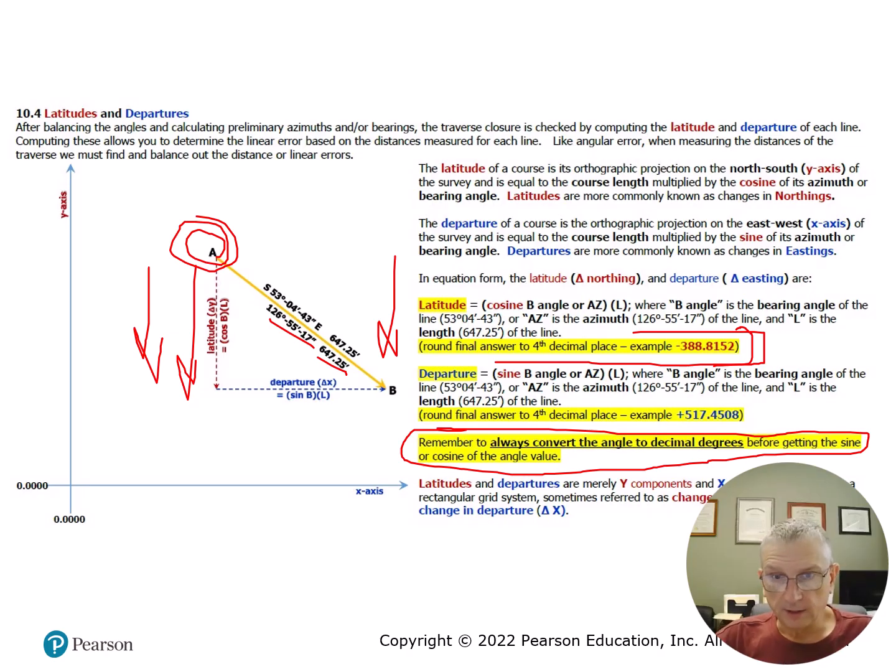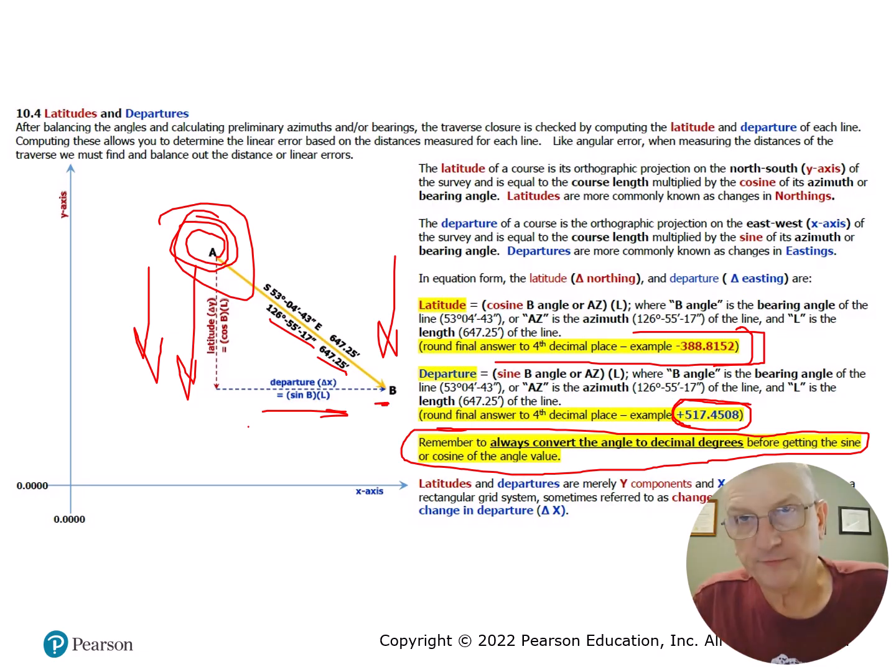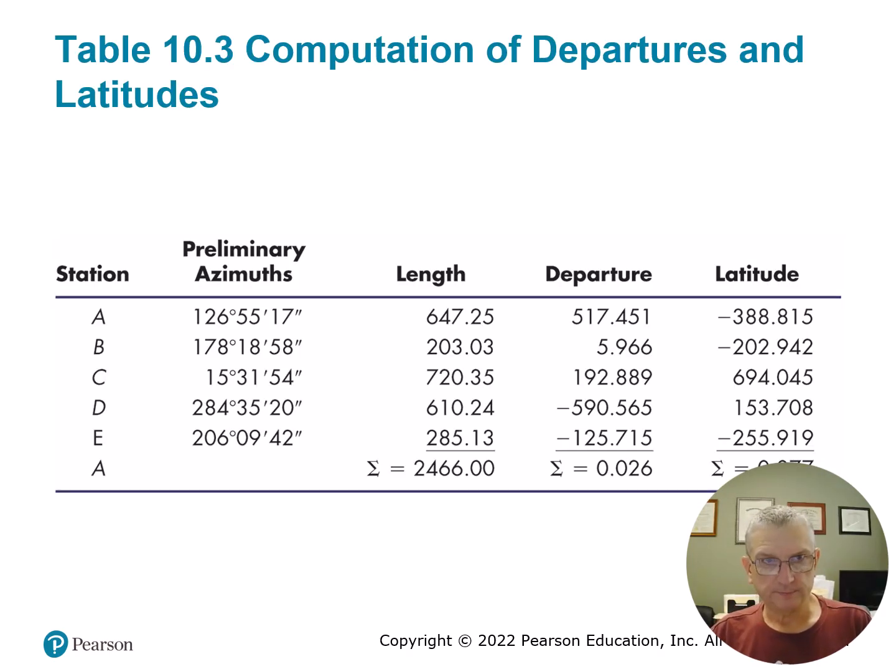The departure, you take the sine of the azimuth times 647.25, and your departure is a positive 517.458. So you've come out to the east 517.458. You've come south 388.8152. So if you have a coordinate of A, the coordinate values, you subtract the latitude, add the departure to the easting, and that gives you coordinates on B. Whether that's computed, or actually it's going to be raw in the case of how we prepare traditional traversing notes.